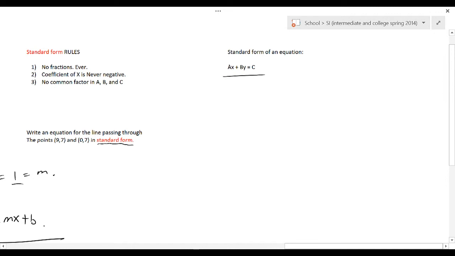So we will never have a fraction in a, b, or c. The coefficient of x, meaning a, will never be negative, b negative, and there's to be no common factor, meaning they can't all have 2 or 3 go into them.